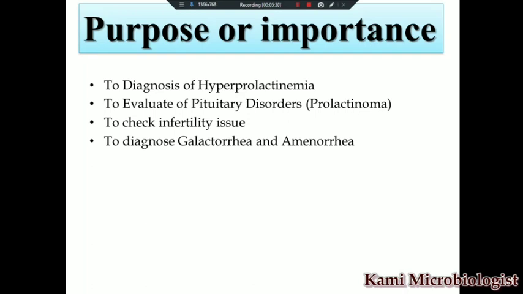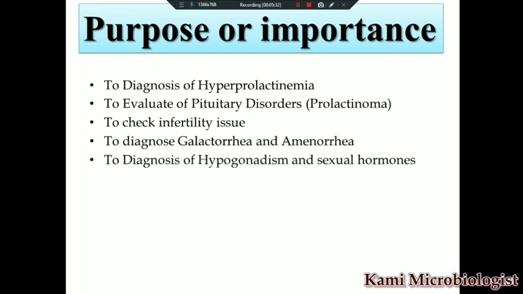Amenorrhea is the condition in which the menstrual cycle is stopped in females, or when the menstrual cycle does not happen in a female, we call it amenorrhea. So with the prolactin test we can check galactorrhea and amenorrhea issues. With the prolactin test we can also diagnose hypogonadism and check sexual hormones. Hypogonadism means a low level of sexual hormones from the gonads. Gonads are actually the sexual organs, like the ovaries in females and the testes in males. And we know that ovaries produce ova and testes produce testosterone.